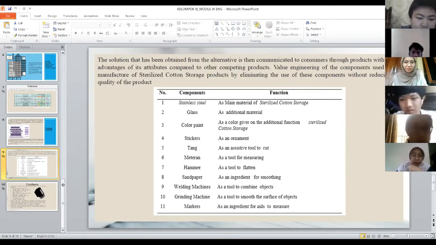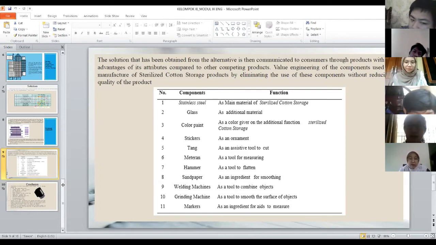Okay. What is your reason to use glass as the additional material? Because glass is easy to break, so I think it is not safe to use.